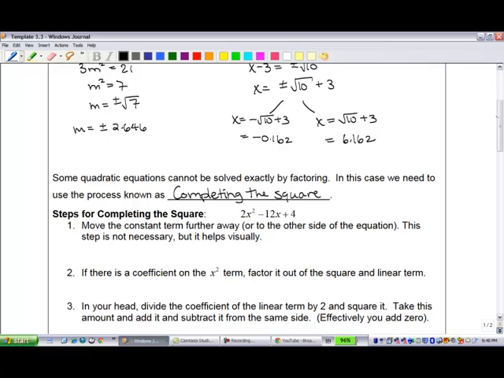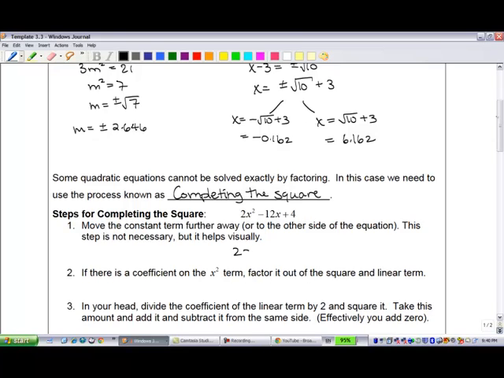Let's say we have 2x squared minus 12x plus 4. Notice I don't have it equal to 0. I could have it equal to 0. It doesn't really make a difference here. The first step is really just something that maybe helps you see it a little bit better. Let's move that constant term either further away or to the other side of the equation. It's not exactly a necessary step, but it helps visually.